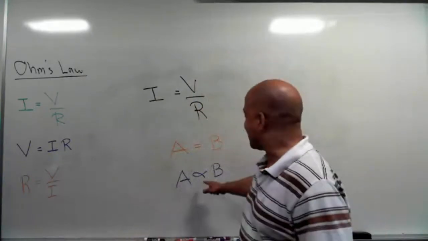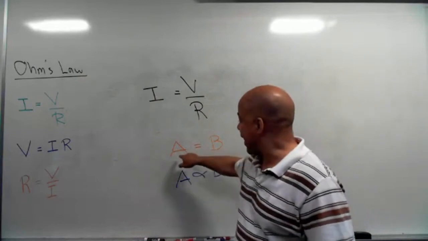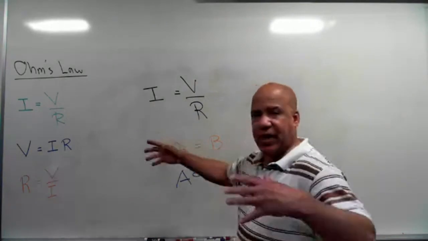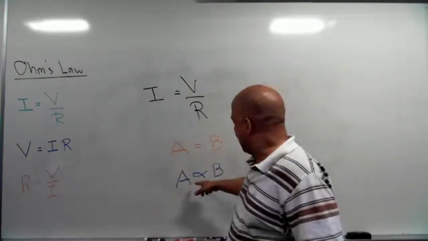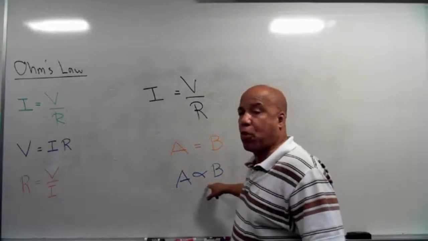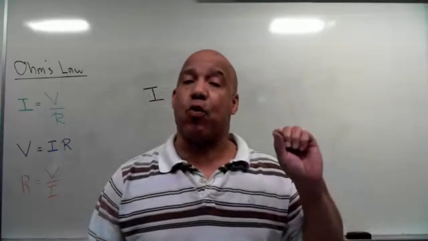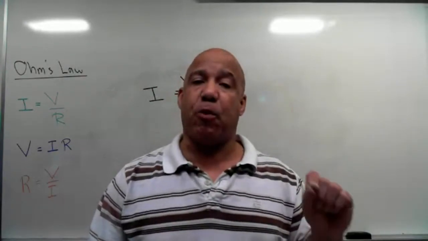So in math, this is the sign of proportionality. It's different than that. This is A equals B. A and B are the same. I can change places, they're equal. But here it says A is proportional to B, and I really want to use the word direct. A is directly proportional to B.